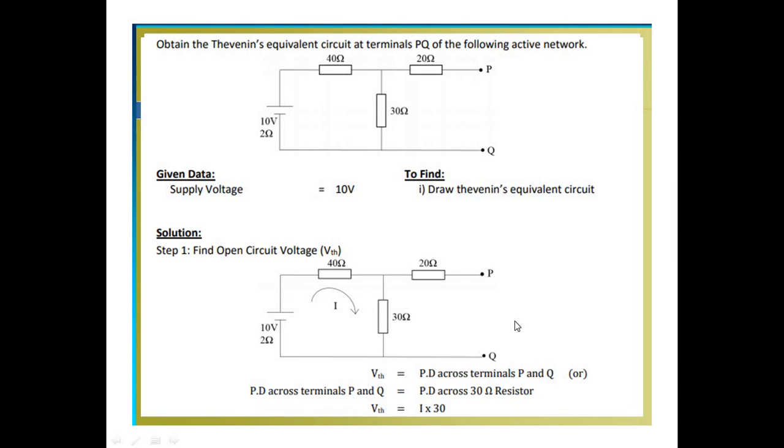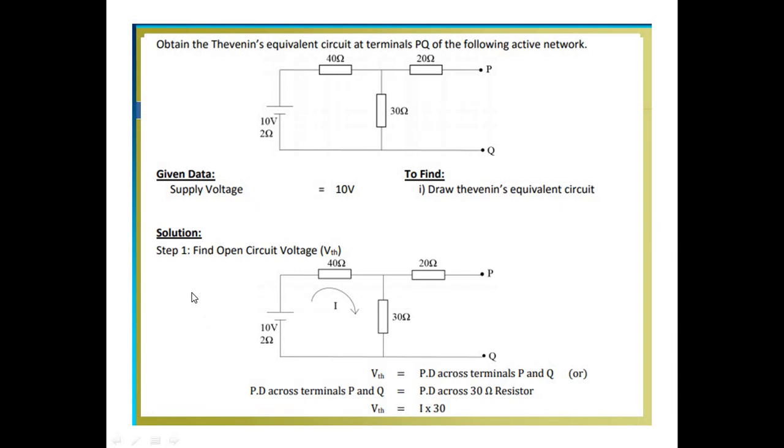Next, a problem: obtain the Thevenin's equivalent circuit at terminals PQ of the following active network. Here 10 volt, 40 ohm, 30 ohm, 20 ohm, and P and Q are the open terminals. Here the given data: supply voltage is equal to 10 volt. Then draw the Thevenin's equivalent circuit.